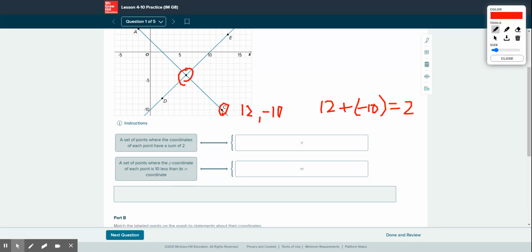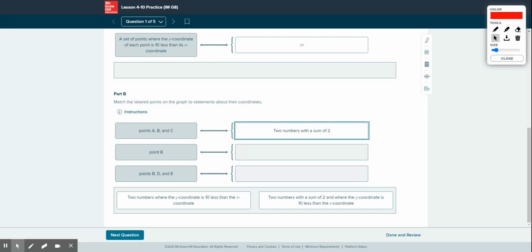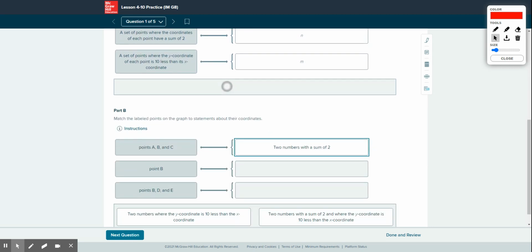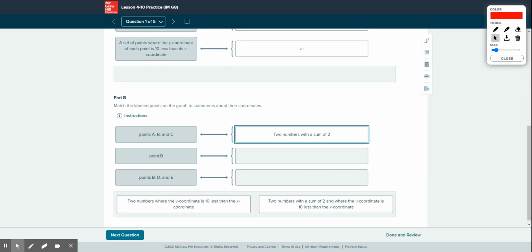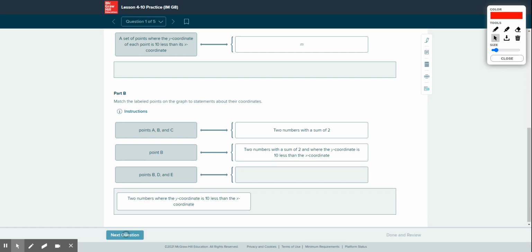I could say the same thing right here. 6 plus negative 4 is positive 2, and negative 2 plus 4 is also positive 2. And so we see that those ones all fit there. So what we want to do with this one is select the two numbers with the sum of 2, which is points A, B, and C. Point B is very unique because point B talks directly about both lines. So we have to figure out where both lines are going to be true. Well, the two numbers with the sum of 2 and where the y coordinate is 10 less. And I think you can figure out the last one.